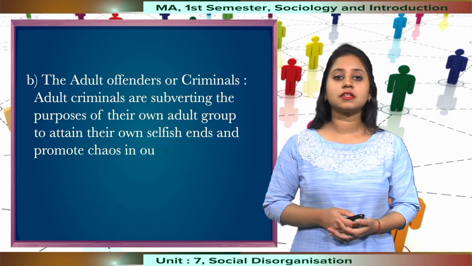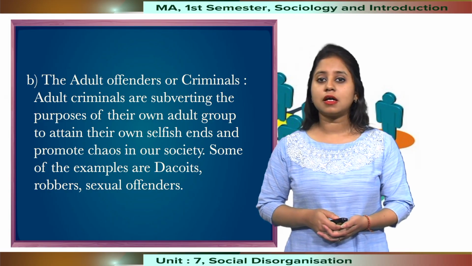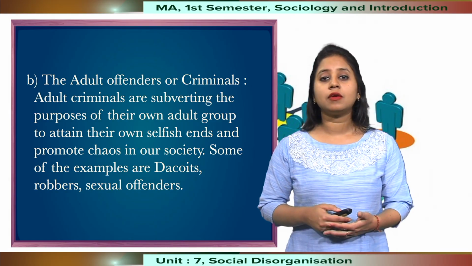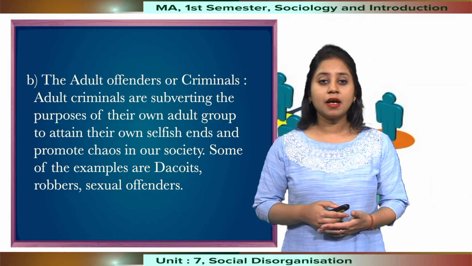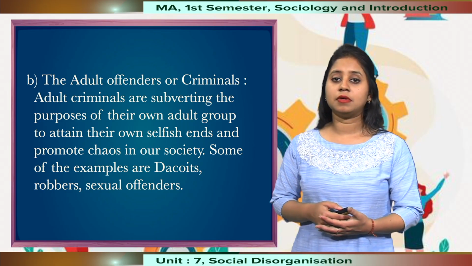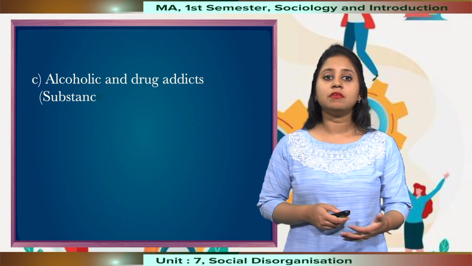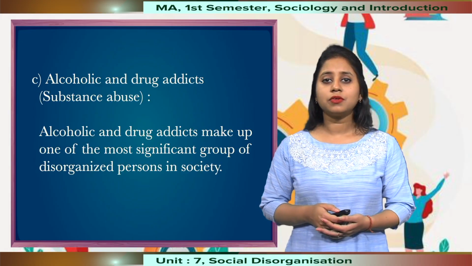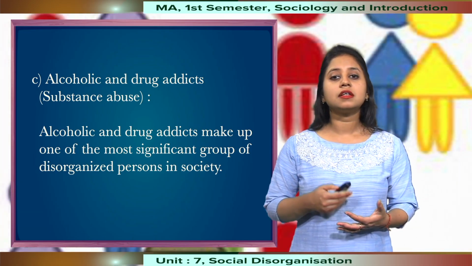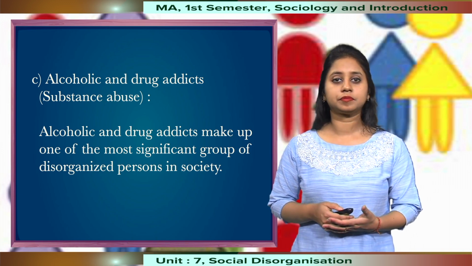Then secondly, in this category, we have the adult offenders or the criminals. Adult criminals are subverting the purposes of their own group to attain their own selfish ends and promote chaos in a particular society. Some examples can be the dacoits, robbers, or the sexual offenders. Then we have the alcoholics or the drug addicts. The addicts make up one of the most significant parts of the disorganized persons in a society.